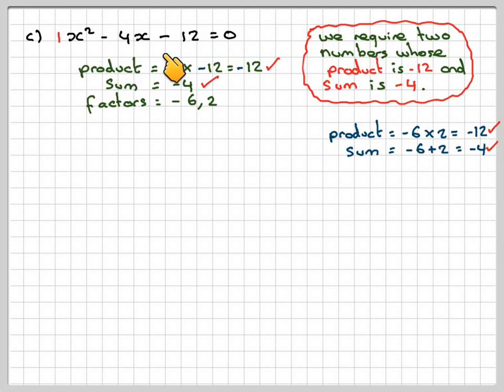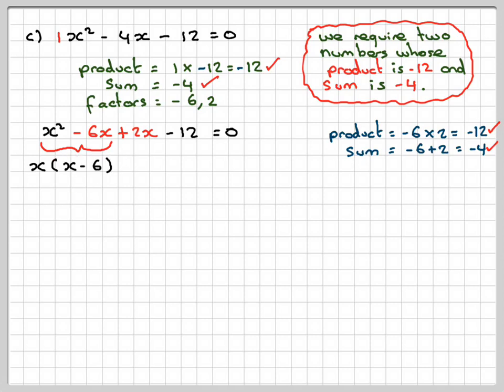So what we do now, we take the quadratic, x squared minus 4x minus 12, and write down x squared. Now we split this middle term up into minus 6x plus 2x and then minus 12. And now we factorise by what's known as grouping. We group the first two terms together and take out the common factor of x, and we're left with x minus 6. Then we write down the plus sign, and group the second two terms, 2x minus 12, and take out a common factor of 2, and we're left with x minus 6 is equal to 0.